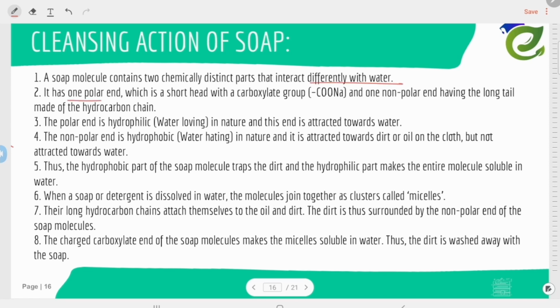It has a polar end, which is a short head with a carboxylate group, and one non-polar end with a long tail made of hydrocarbon chain. So this is the hydrocarbon chain, the non-polar end, and this is the polar part.